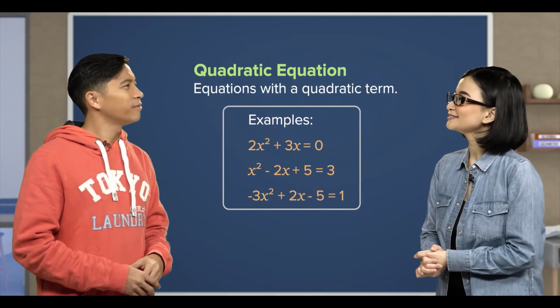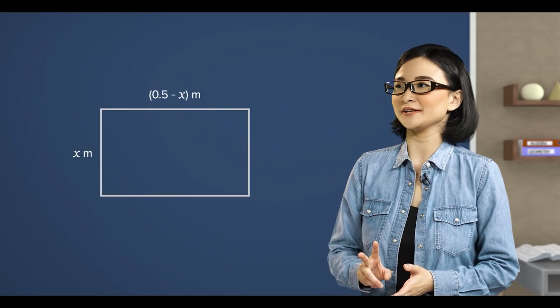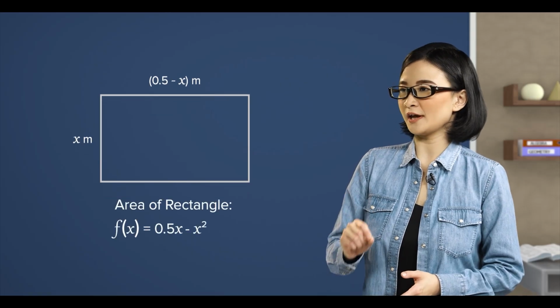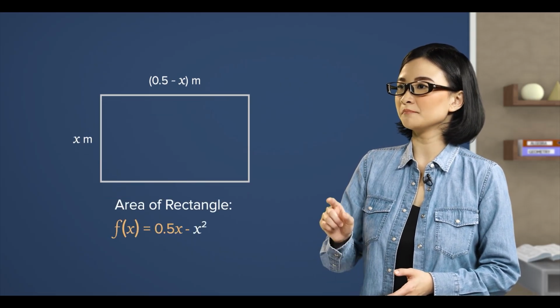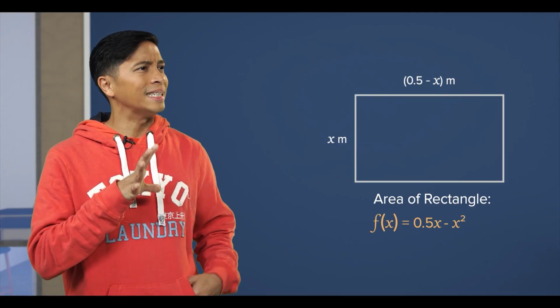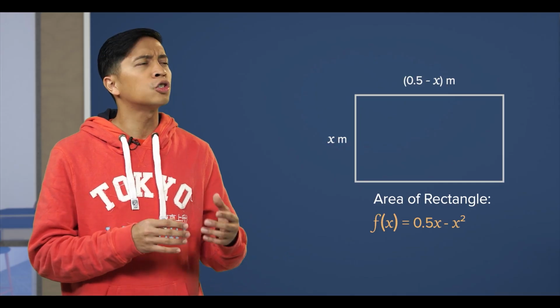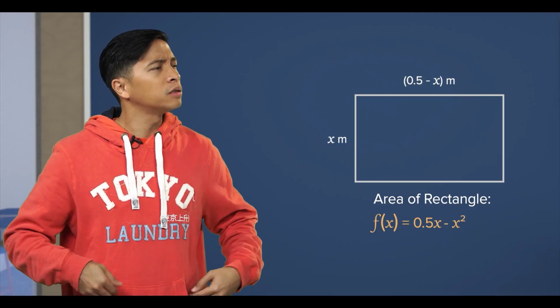That's right. Okay, why do we need to learn about quadratic equations? Well, do you still remember the competition you had with your friend? You mean the one with the two strings? Yes, forming a rectangle with two strings. And the function for its area is f of x equals 0.5x minus x squared. Yes, that's because the length of each string is 0.5 meters. So, how is this linked to the quadratic equations?